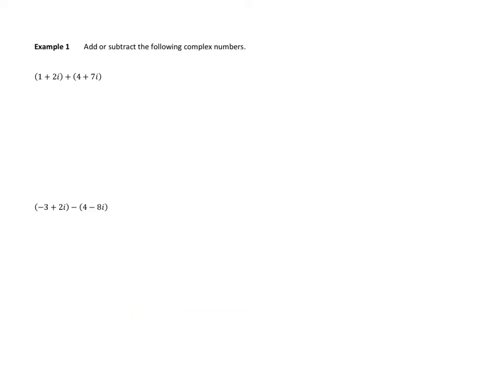Here in example 1, I'd like to add and subtract the following complex numbers. Let's start with this one here. Here we have 1 plus 2i, and that's being added to 4 plus 7i. How can we add these two complex numbers together? Well, we don't really need the parentheses, so I'm going to rewrite this as 1 plus 2i plus 4 plus 7i.